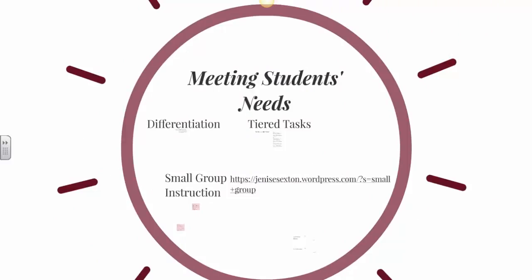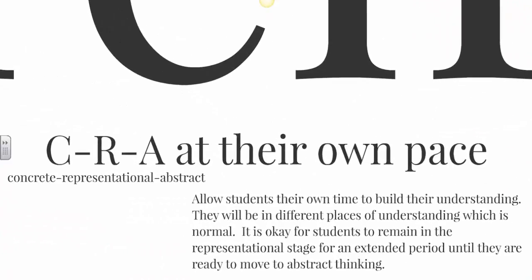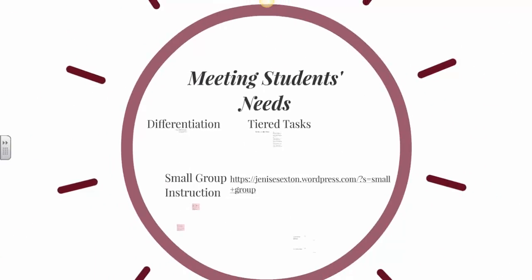What do you do when students struggle? Allowing students to work at their own pace to build their understanding will be helpful. It is okay for students to remain in the representational stage of this three-stage process of thinking. Tiered tasks are a great way to allow students to work at their own pace of understanding while continuing to move through the curriculum. You may have a single task tiered at 3 different levels: below expectation, at expectation, and above expectation.